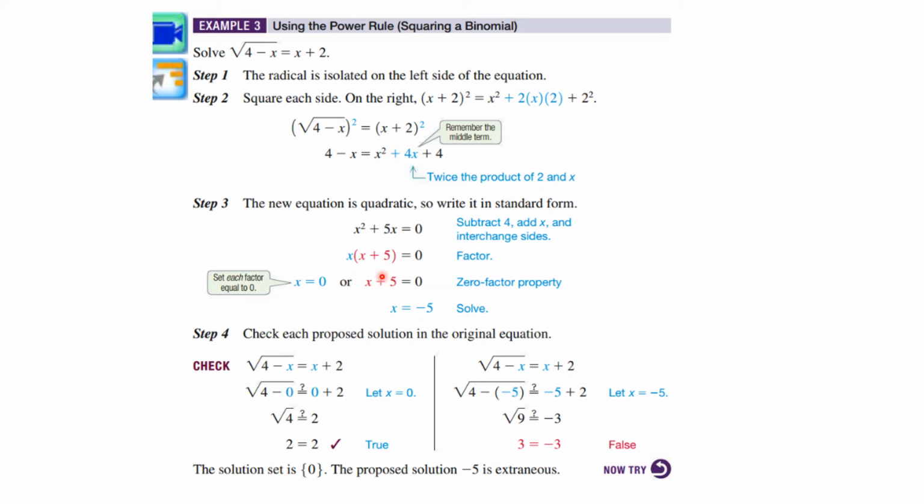Now two numbers multiplied together are equal to 0, one of them is 0. So x is equal to 0, or x plus 5 is equal to 0, in which case x is equal to minus 5. Now we have to check each one of these in the original equation. And remembering that the original equation was the square root of 4 minus x is equal to x plus 2, when we check it, we find that 0 does work in that equation. Well, we find out that minus 5 does not work. And so the solution set is only 0. The proposed solution, minus 5, is called an extraneous root.